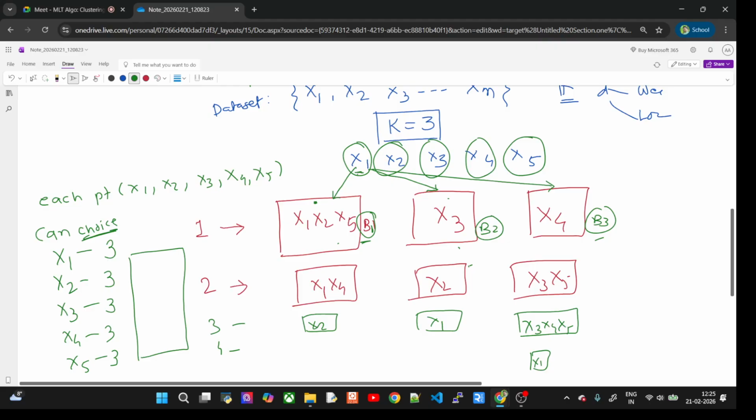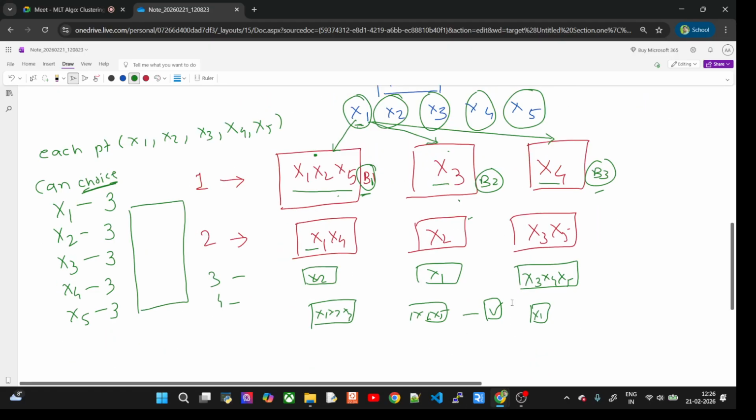You can put the combination x1, x2, x5 in one box, x3 in another box, x4 in another box, and another time x1, x4. So you can create different kinds of combinations and put them together. There are some other options too, like you put x1, x2, x3 here, and here x4 and x5, and the third box is empty. Okay, that's also fine.